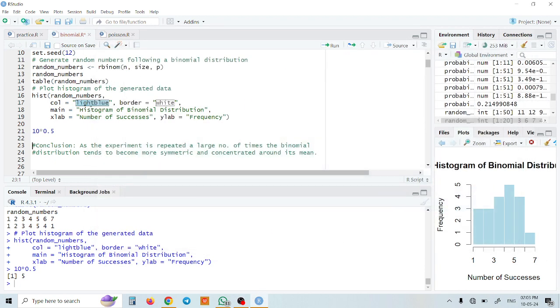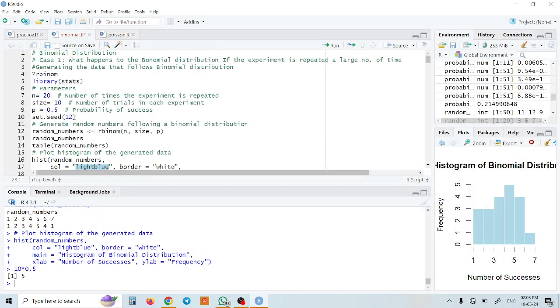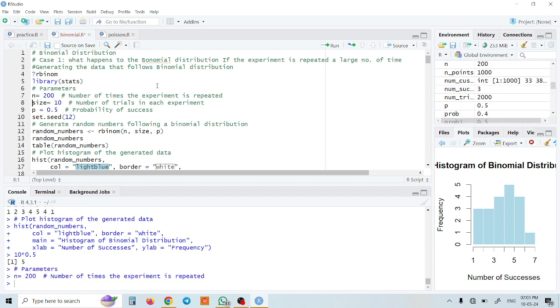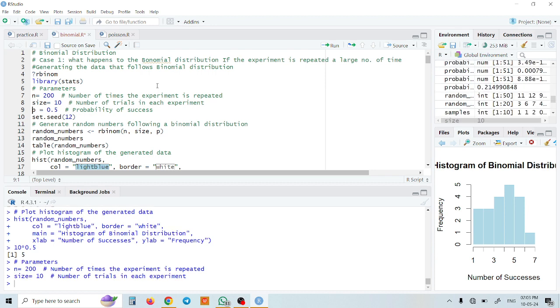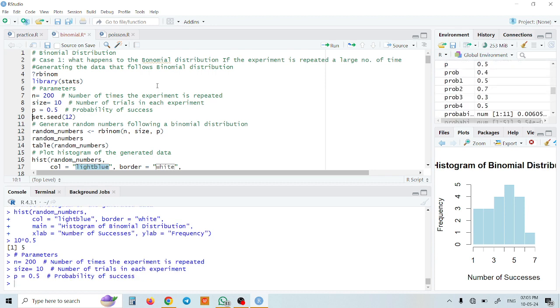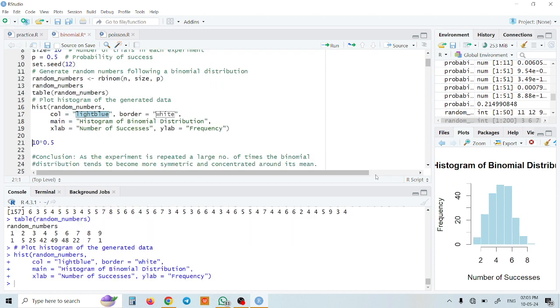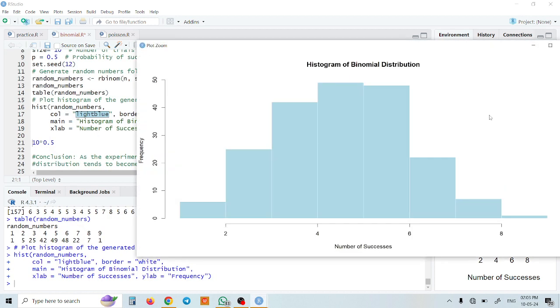But now we want to know, if we increase the number of times the experiment is repeated, what will happen? First we did it 20 times. Now suppose I increase it from 20 to 200 times, what will happen? I run the same thing, keeping everything the same, only repeating the experiment 200 times. So now what will happen to the distribution? Okay, we'll see. I repeated it 200 times.